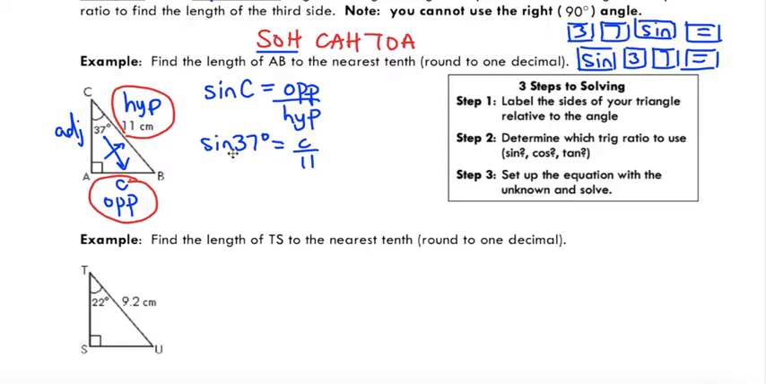So on my calculator, I have to enter in the sine button first, and then I enter in 37, and I press equals, and I get an answer of 0.6018 if I round to 4 decimal places. Remember, don't keep any more than 4. 4 is perfectly fine. And that's equal to c over 11.